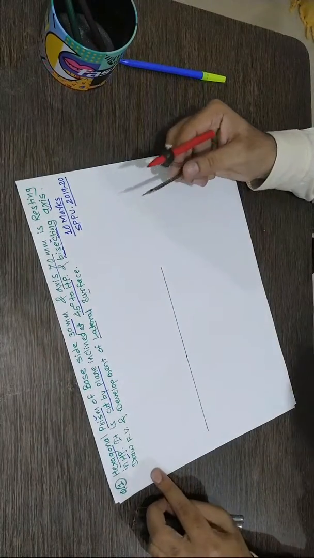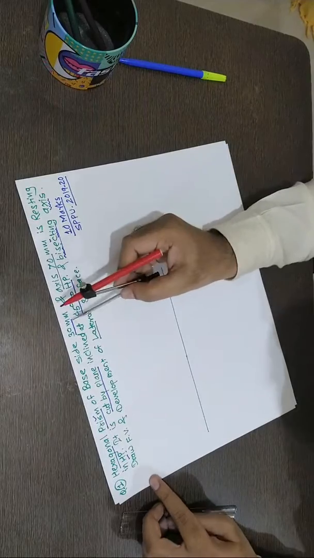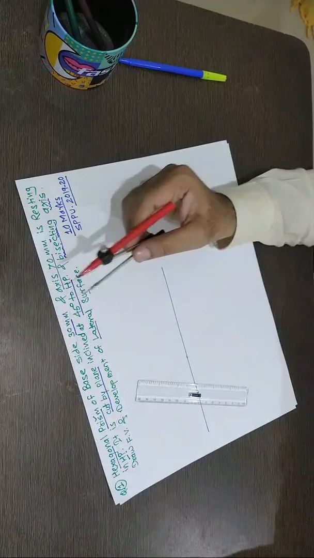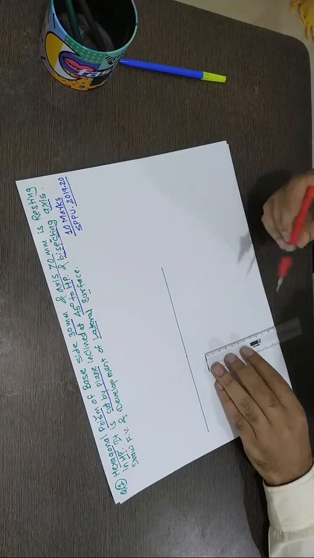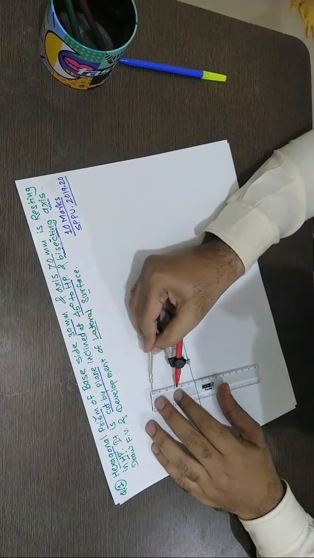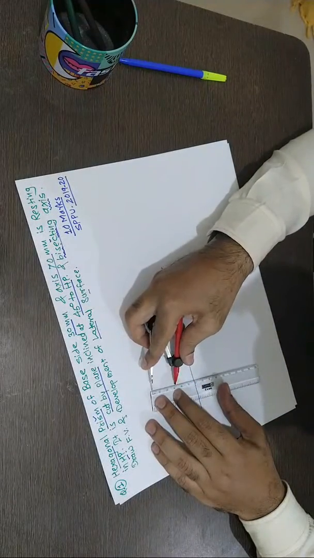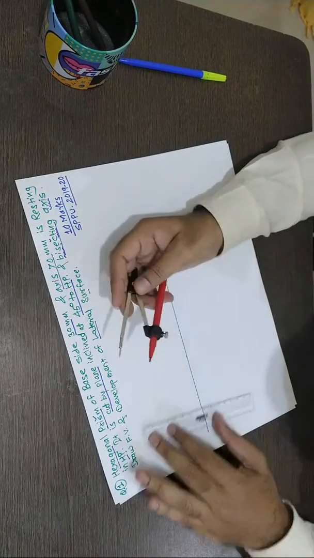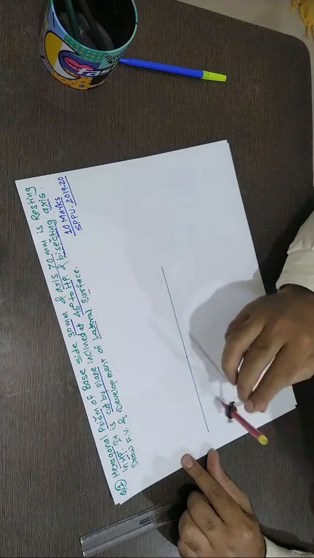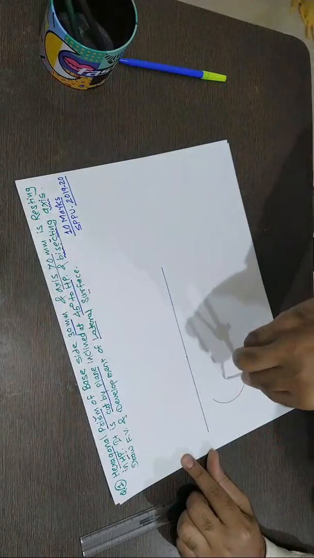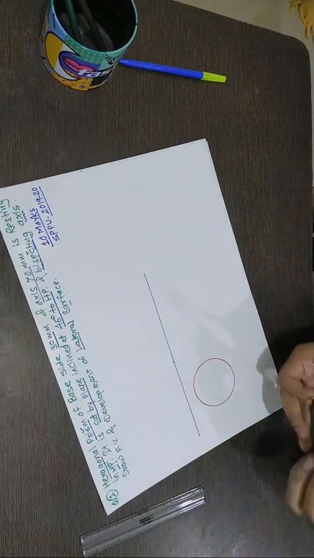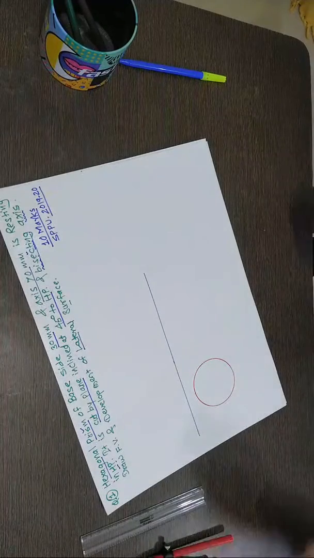Just check. Base side is 30 mm, resting on HP. So take a distance of 30 mm in the compass and draw one circle. Here I am using different colors, but in the exam you should draw the circle faint. So this is 30 mm as the radius. Draw a circle in the top view. This is the procedure to draw a hexagonal shape in the top view.